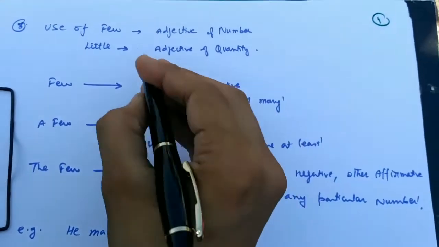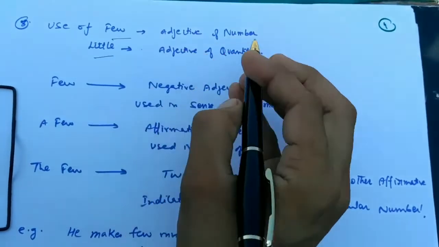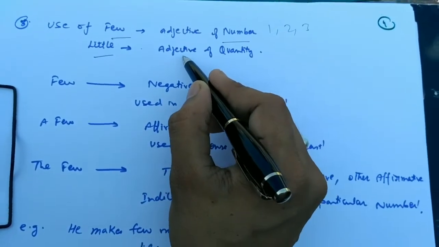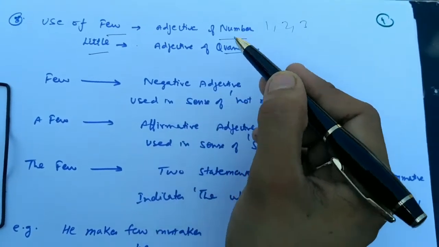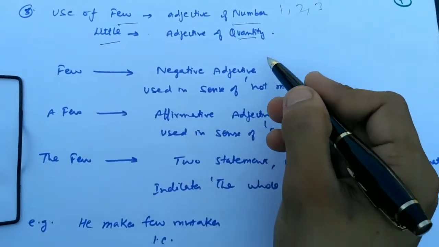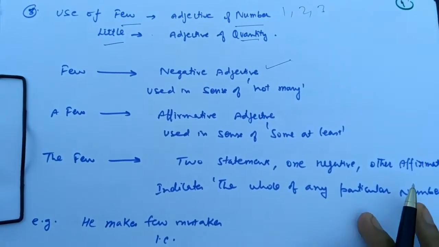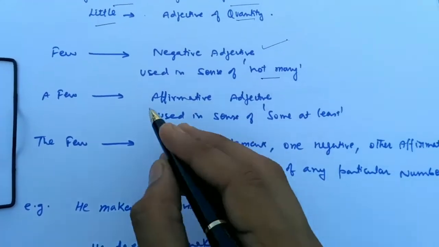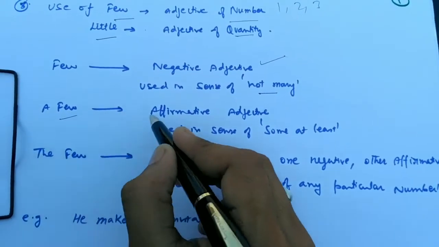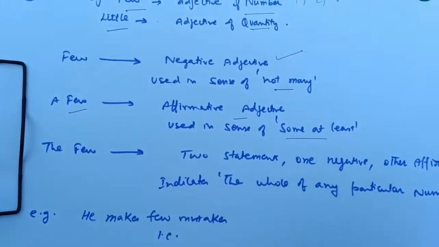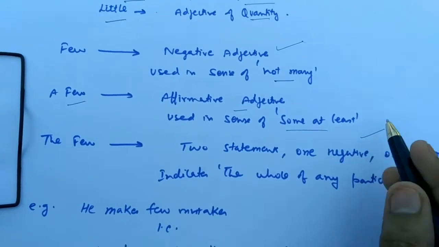Next is the use of few and little. Few signifies the number, that is 1, 2, 3, 4. Little signifies quantity, quantity of water, quantity of milk and oil. So few has a negative sense. We have a negligible amount, not many in proportion. A few means having something at least, but it is not appropriate. The few means the appropriate thing.